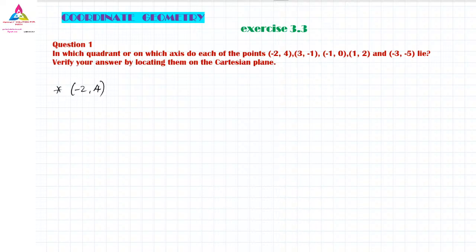Yes, quadrant number 2, because here you can write it down: lies on quadrant 2. They have not asked why. Okay, if you want to say why, you can say that the x value is negative and the y value is positive. So quadrant 2. Similarly, the next point is 3 and minus 1. Where will it lie? I'm talking about the 3 and minus 1 now.